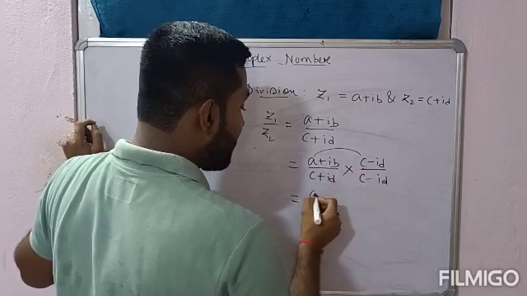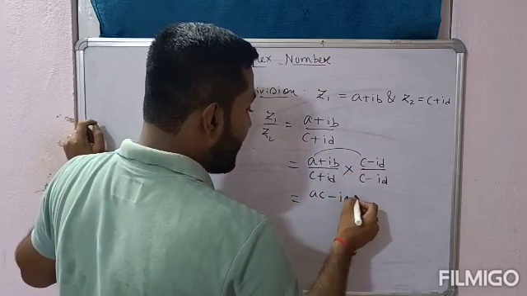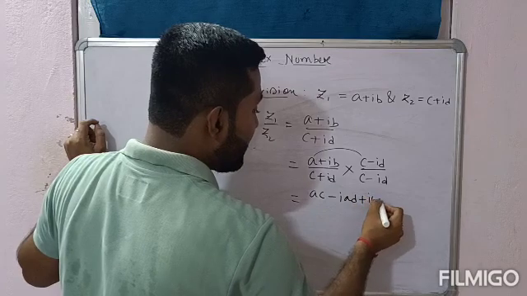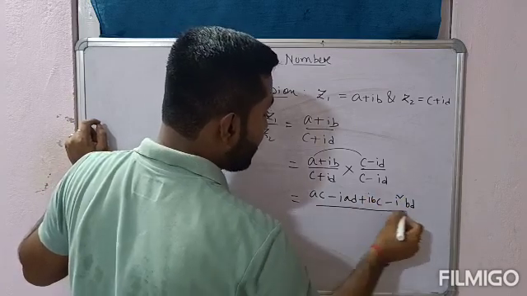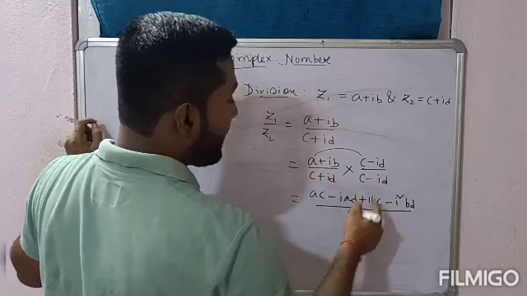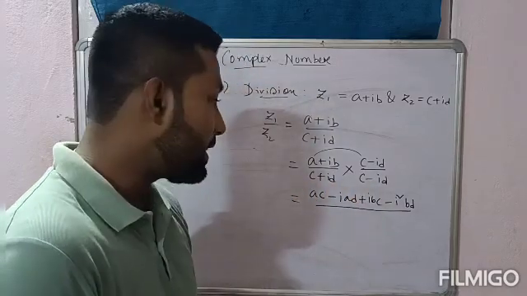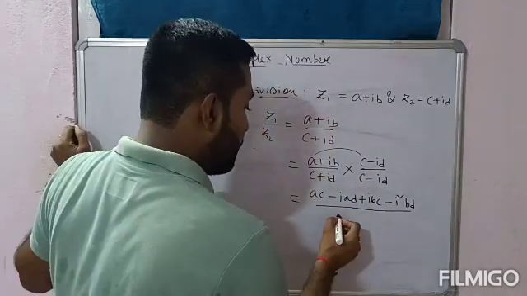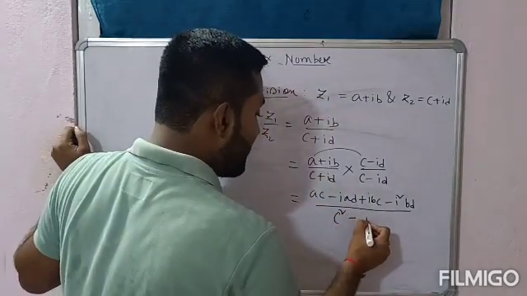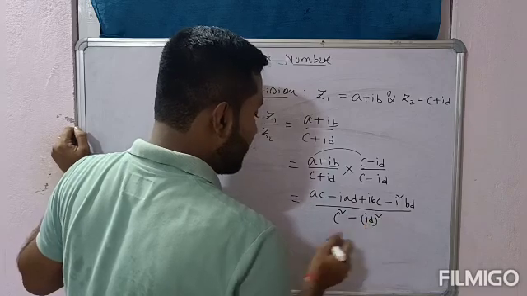Okay, now expand it, (a plus ib) into (c minus id), normal expansion करना है: ac minus iad plus ibc minus i square bd. What about the denominator? It is in the form of (a plus b) into (a minus b). Yes, the denominator looks like in the form of (a plus b) into (a minus b). The formula is a square minus b square.